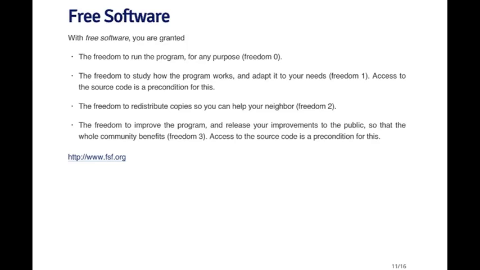Freedom 2 is that you have the freedom to redistribute copies, so you can help your neighbor. And so the idea is that you can give copies to other people, you can sell copies, you can do whatever you want with it.